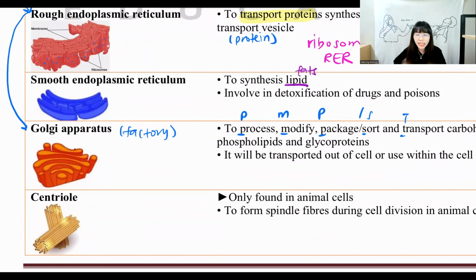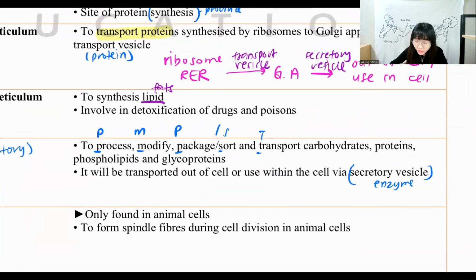And they will be involved in detoxification of drugs. What does detoxification of drugs mean? It means they will remove the unwanted substances from your liver. For example, drugs referring to medication, drugs referring to literally drugs, or even Panadol, or even alcohol. They have to go through this smooth ER as well. So smooth ER can be found most abundantly in the liver cell. Okay, you can mark it over here.